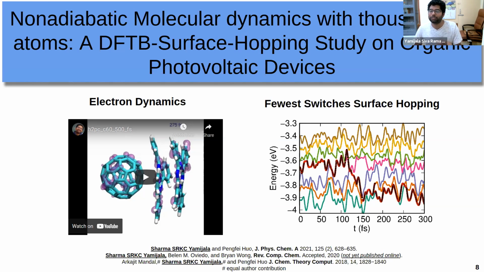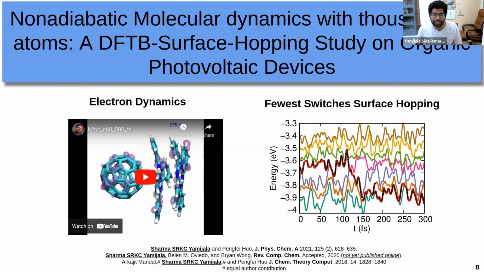Here we used DFTB itself as the electronic structure method. So for our Hamiltonian, when we are trying to expand, we are using DFTB, and we captured this electron dynamics using the non-adiabatic dynamics method known as fewest switches surface hopping. Here I am showing you in this video the electron dynamics that has been captured using this method.